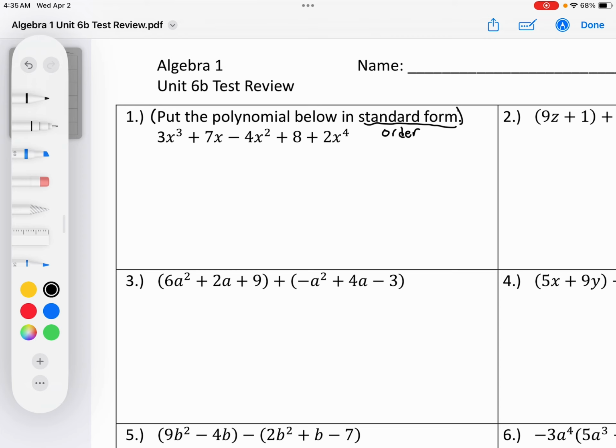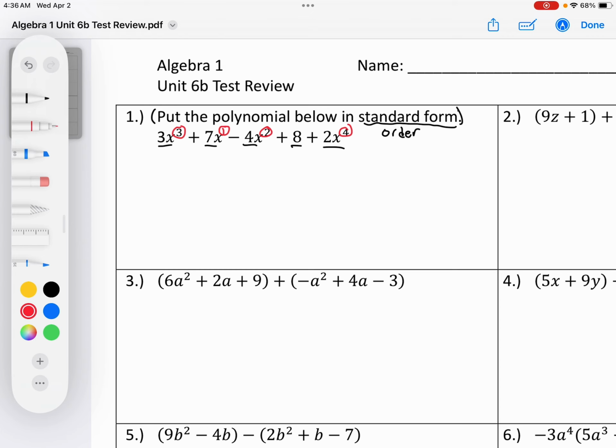So all we need to do is look at each of these terms and determine what order they should be in. Well, order is based off of the exponents. So these numbers up here in the corner are the exponents. This one here would have a 1, and the 8 doesn't have an exponent at all. So those little numbers up in the corner are going to determine what order they should be in.